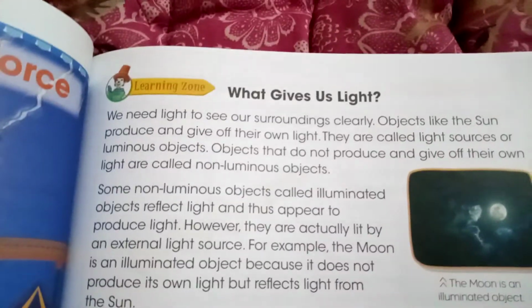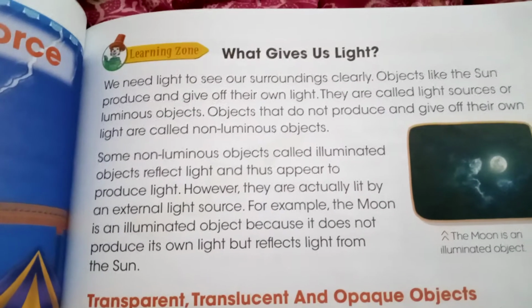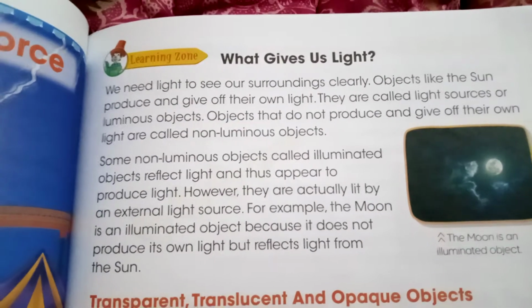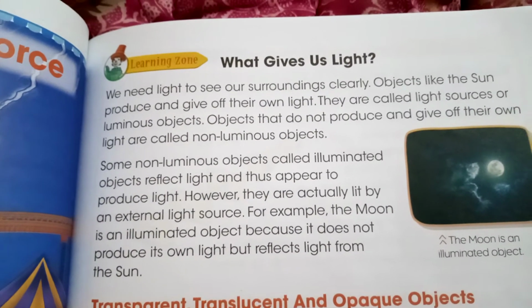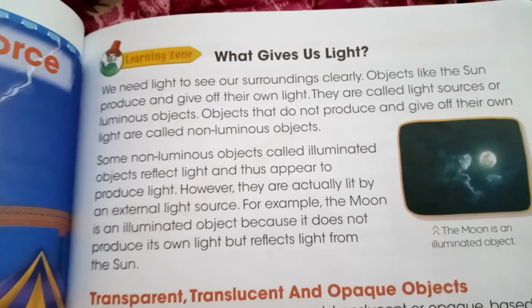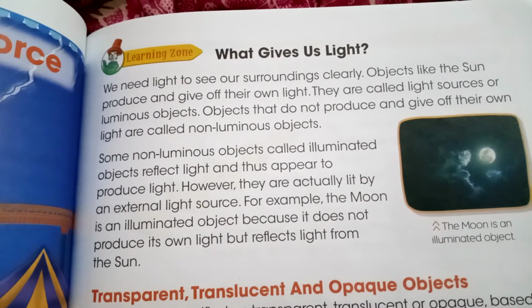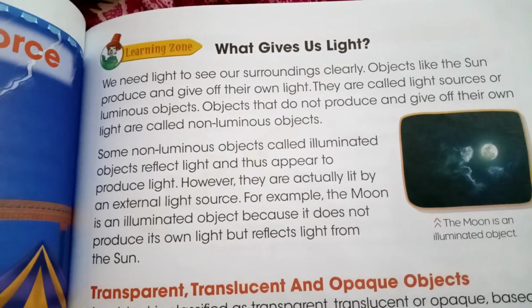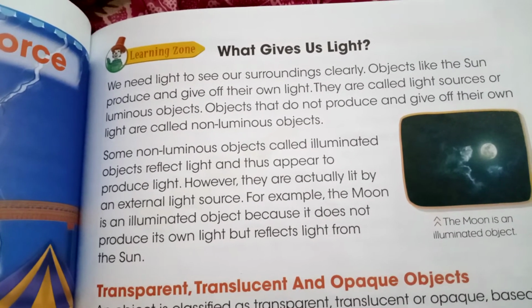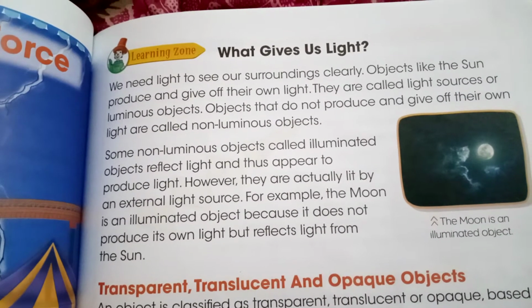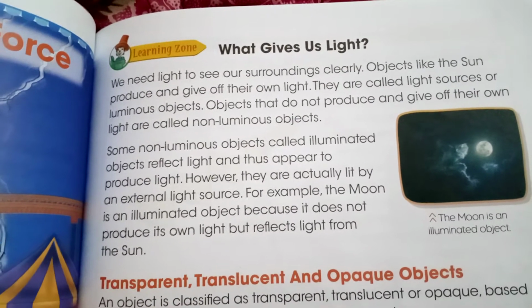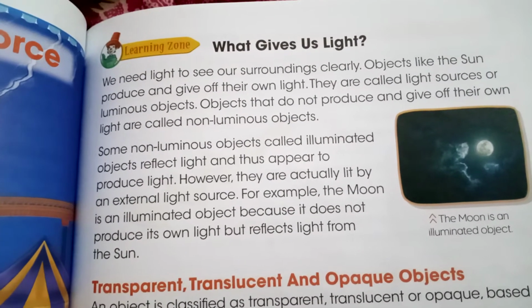Page number 109. Now let's first discuss the various sources of light. I just told you the various sources of light are the sun, the bulb that you use in your home, lamp light, candle, and you can say the car light, torch. These are all the sources of light.